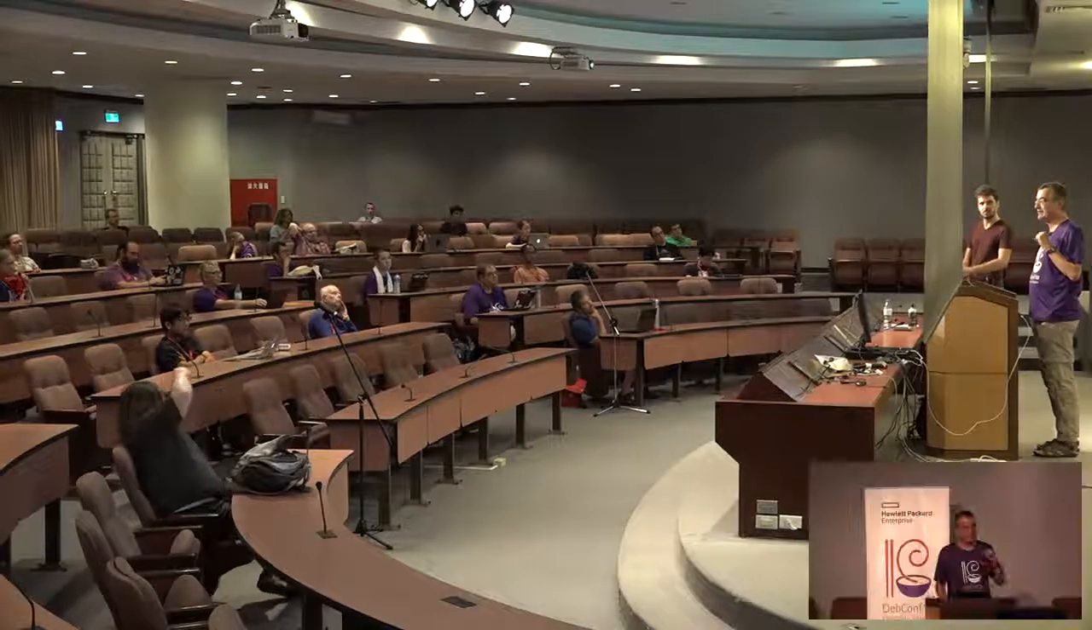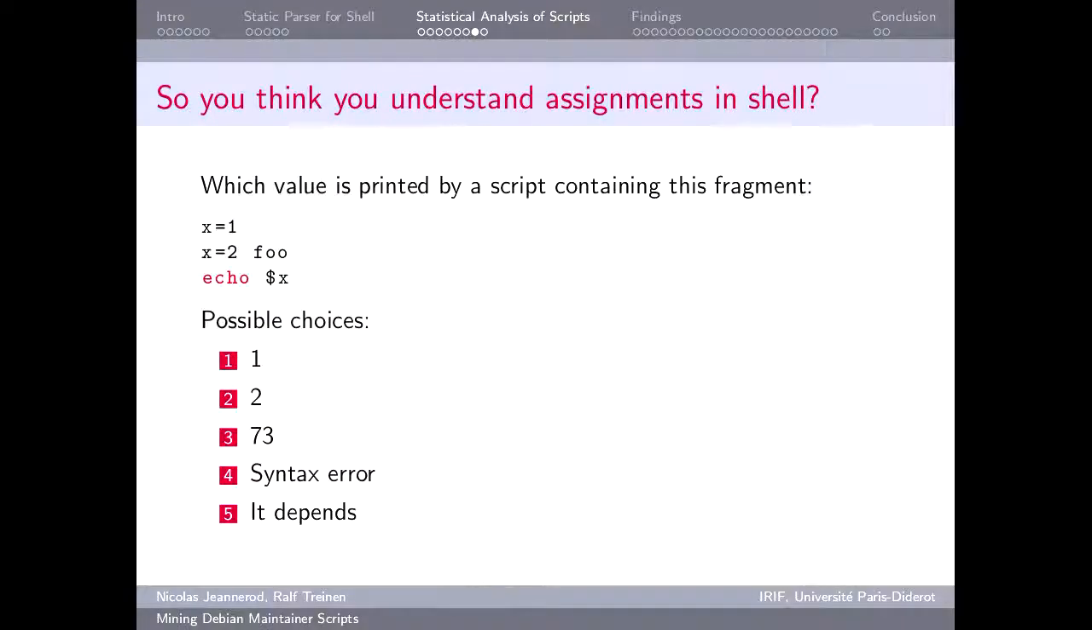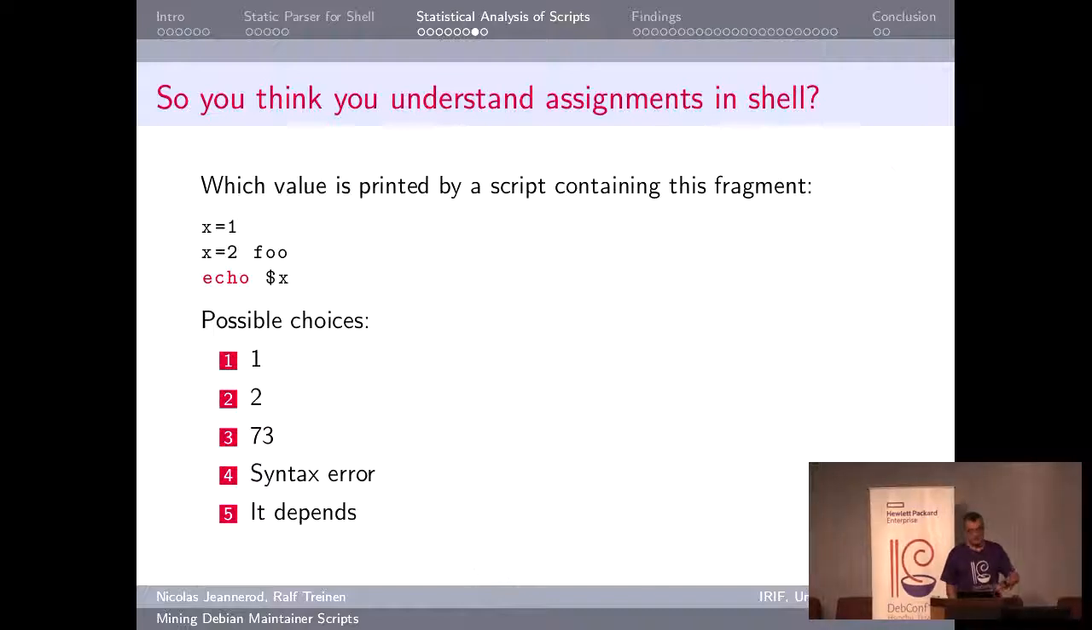So it depends, in fact, on several things. The first thing it depends on is whether foo is a function or a special built-in of the shell, on the one hand, or whether foo is an external command which will be spawned as an external process. If foo is something like a binary which spawns a process, then the assignment of x to 2 is local to this line, and you would see the value of 1. However, if foo is a special built-in of the shell or a function, then the assignment of x to the value of 2 will be global to the context of the shell, and you will see the value of 2.